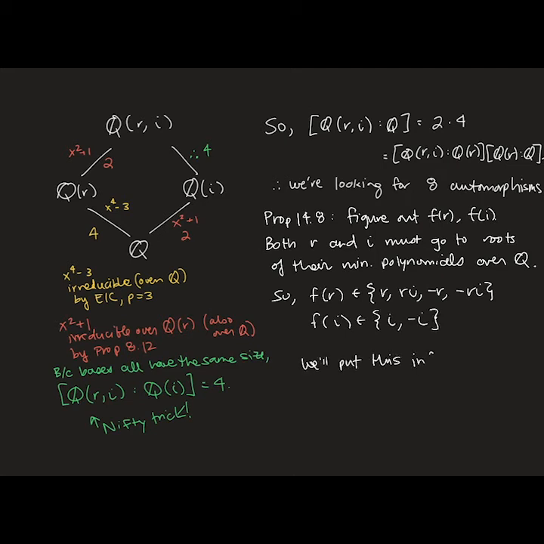We'll put all of this together in an automorphism table, right? We're going to just kind of mix and match all the possible ways we can assign r and i. There are 4 choices for r, 2 choices for i, and so we get 8. Here is what an automorphism table looks like.